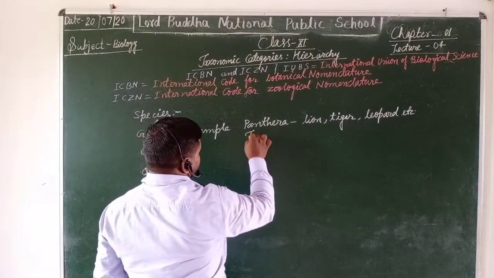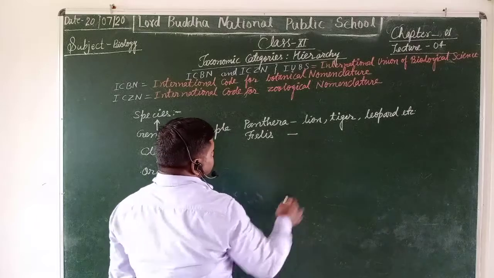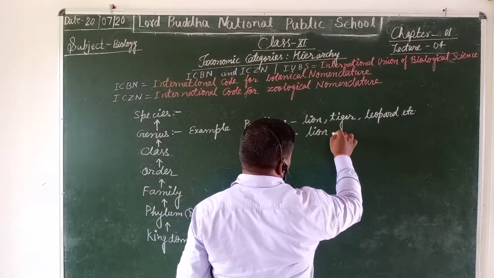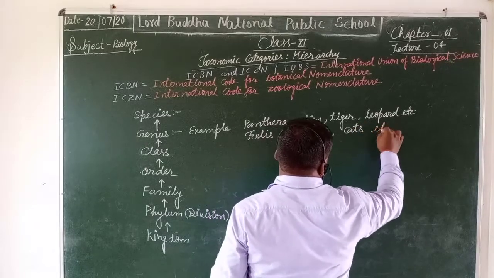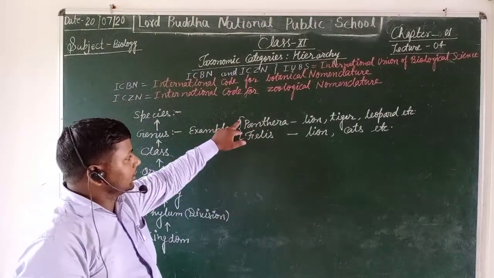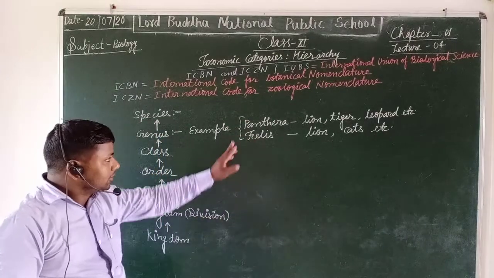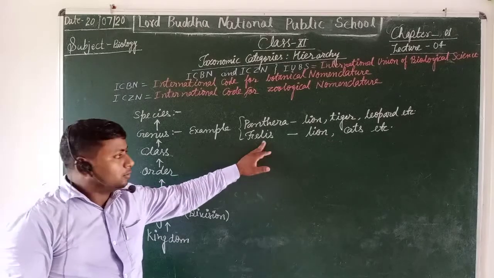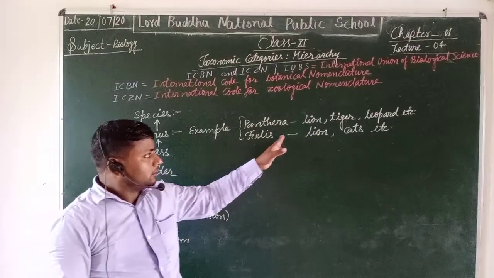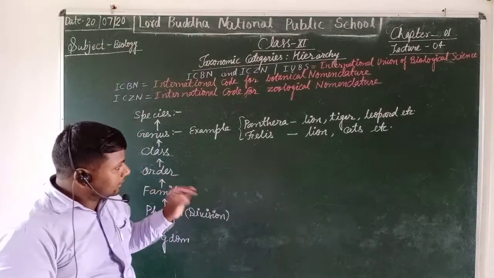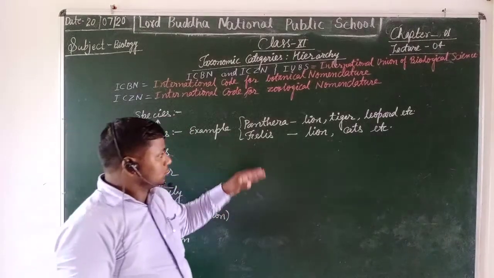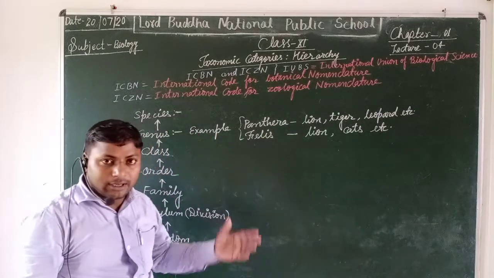Likewise, the genus Felis also includes organisms like lion, cats, etc. What are the similarities between the genus Panthera and Felis? Both are similar due to their mode of nutrition, because both take their nutrition as carnivores, or you can say they represent the carnivorous mode of nutrition.